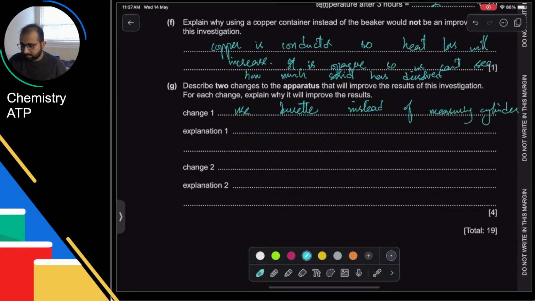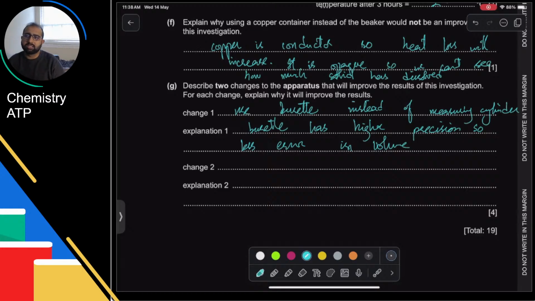And what's the reason for that? Very simple. Burette has higher precision, so less error in volume. Again, examiner doesn't expect a lot of detail, but this is good enough.